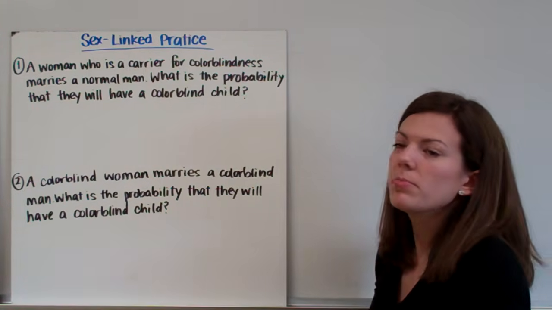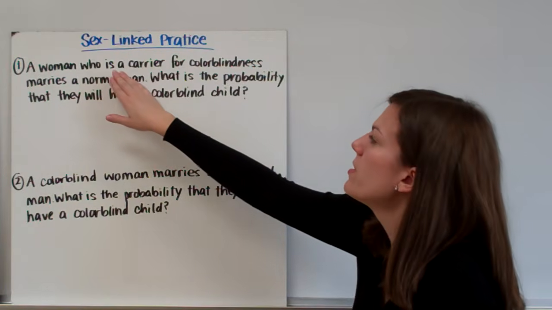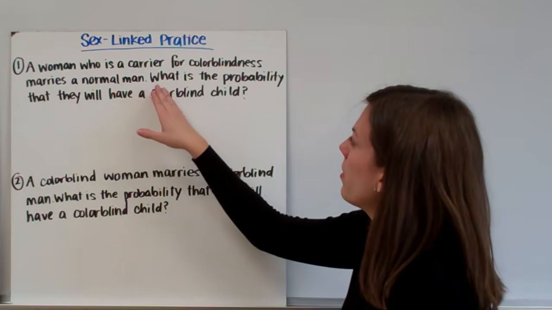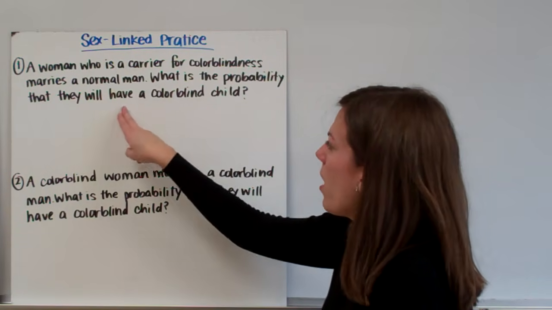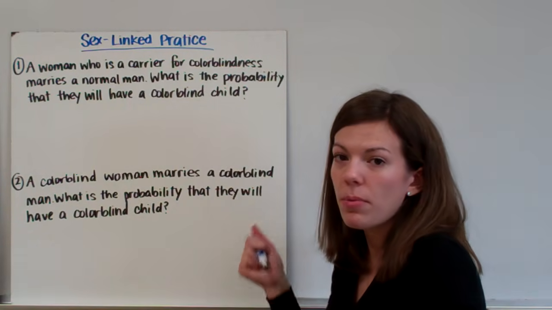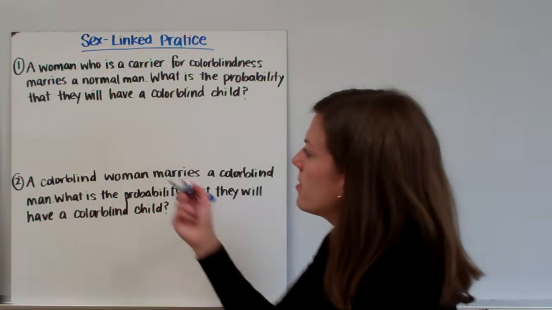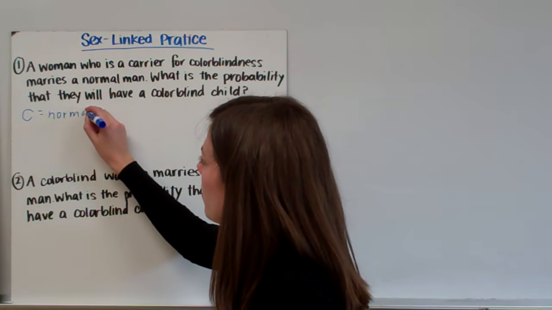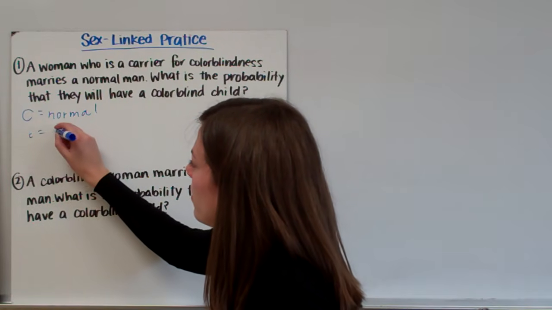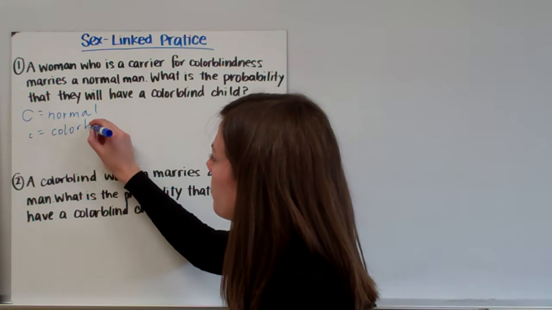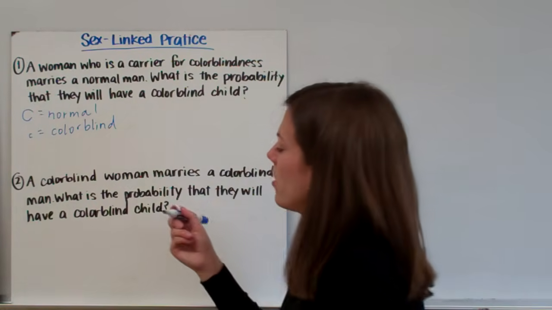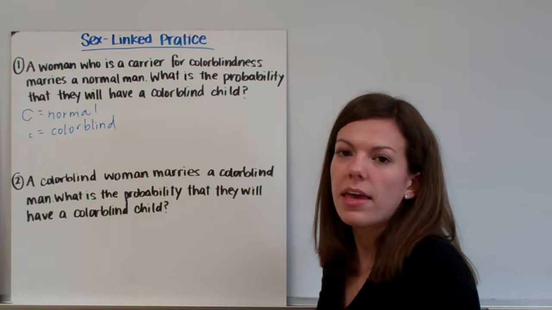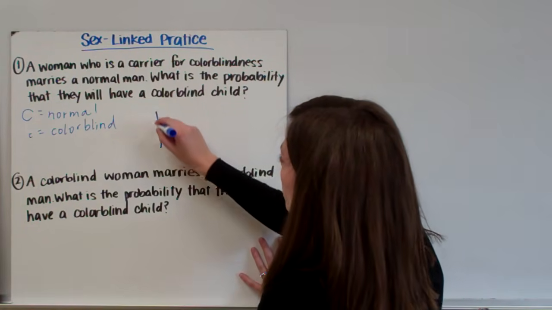Now for some practice problems. Let's say we have a woman who is a carrier for color blindness, and she marries a normal man. What is the probability that they will have a colorblind child? Remember, color blindness is a recessive disease, so big C is normal, and little c is colorblind. Like our other genetics problems, you're going to want to make a Punnett Square.